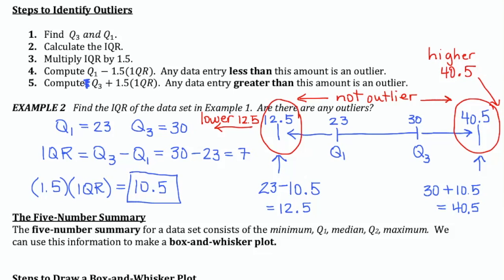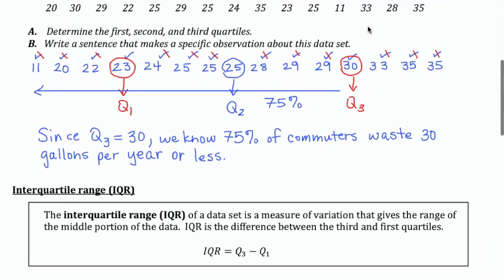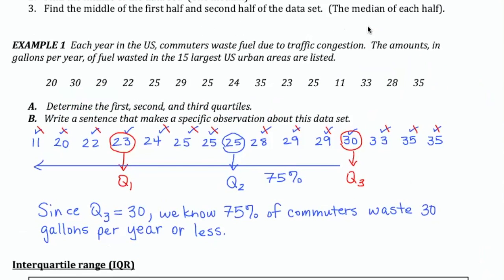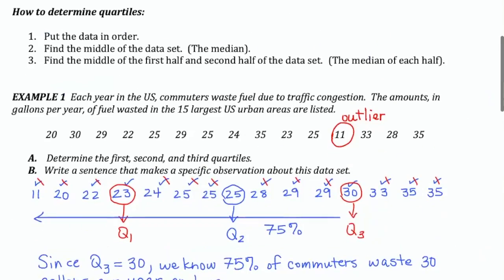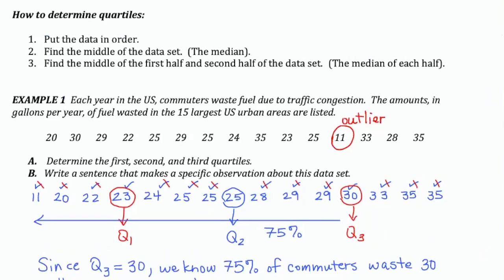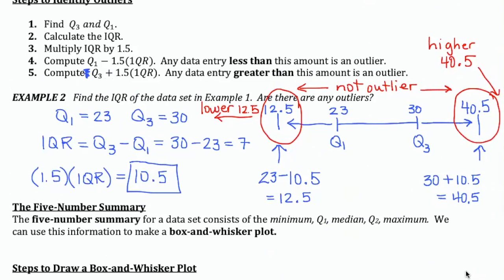So now I'm going to go ahead and go back to my data set and see, do I have any values lower than 12.5? I do. I have 11. So 11 is going to be considered an outlier. My other boundary was located at 40.5. Do I have any pieces of data higher than 40.5? I do not. So in this case, there would be one outlier.